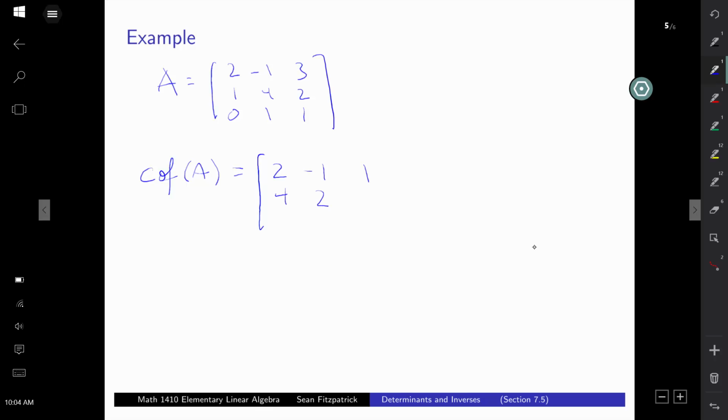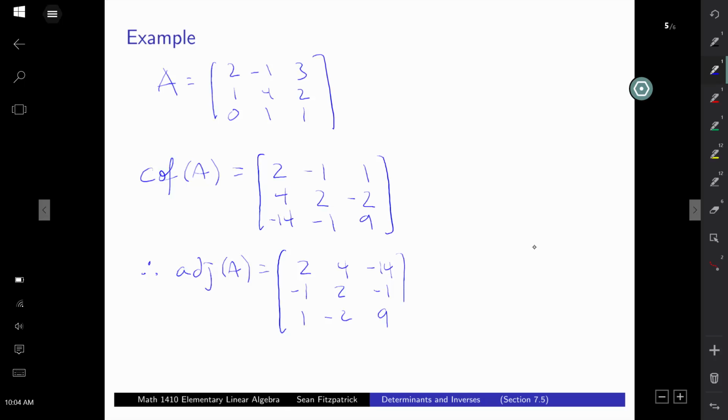2 times 1 is 2, minus 0, but it comes with a minus sign, minus 2. Minus 1 minus 2 minus 12 is minus 14. That one comes with a plus sign. In the middle here, 2 times 2 is 4, minus 3 is 1, but that guy gets a minus sign, so minus 1. And then finally 8 plus 1 is 9. Okay, so the adjugate of A is going to be 2, minus 1, 1; 4, 2, minus 2; minus 14, minus 1, 9.